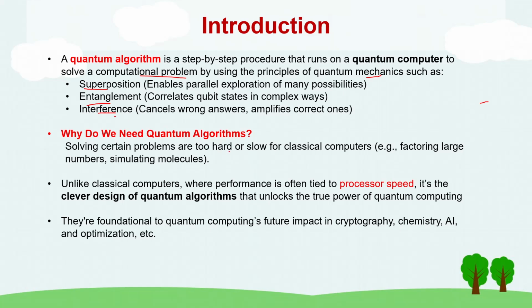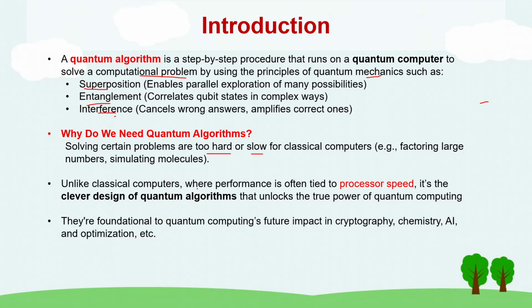So why do we need quantum algorithms? I think you know the answer, because solving certain problems in a classical way is too hard or too slow. Examples we can consider are factoring large numbers or simulating molecules, simulating nature. It takes plenty of time. So that's why we are going to use quantum algorithms.